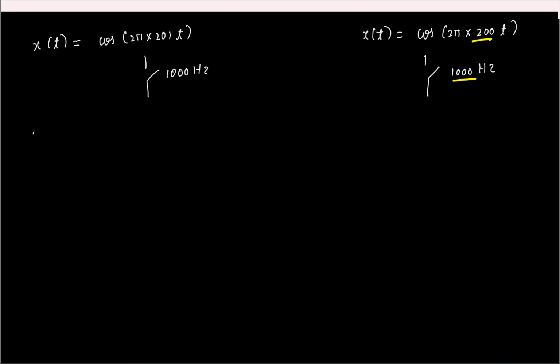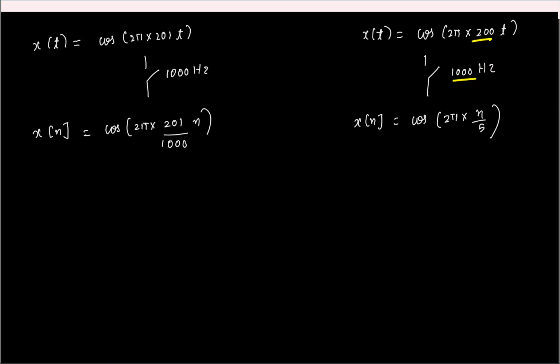So if we look at the discrete time sequence, what is the discrete time sequence here? 2 pi into 201 by 1000 times n. Is that clear? So what is the sequence I'll get here? It's 200 by 1000, and 200 by 1000 is 1 by 5. So it's basically n by 5. Okay.